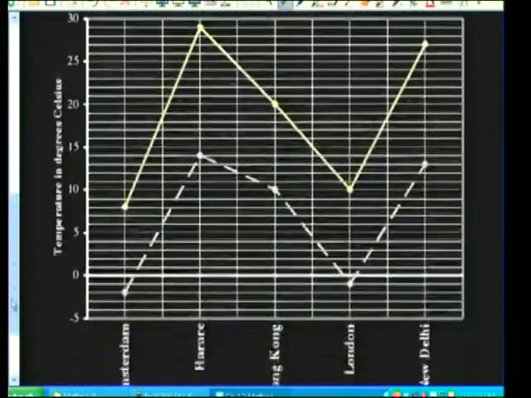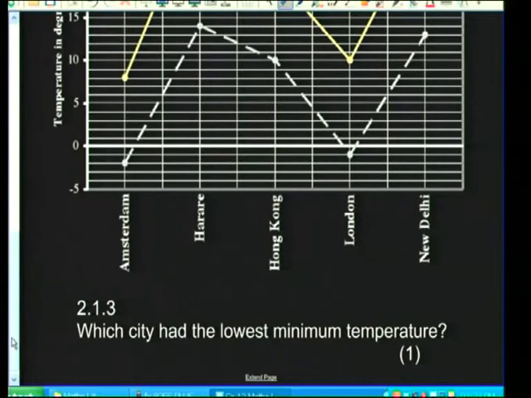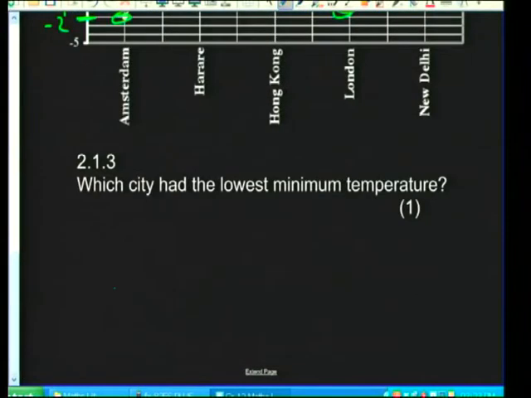Let's move on. Our next question says this: Which city had the lowest minimum temperature? Well, guys, let's have a look. If we look here, we've got Amsterdam at -2. We've also got London over here, but London is at -1. Amsterdam, -2. So the answer then is Amsterdam.